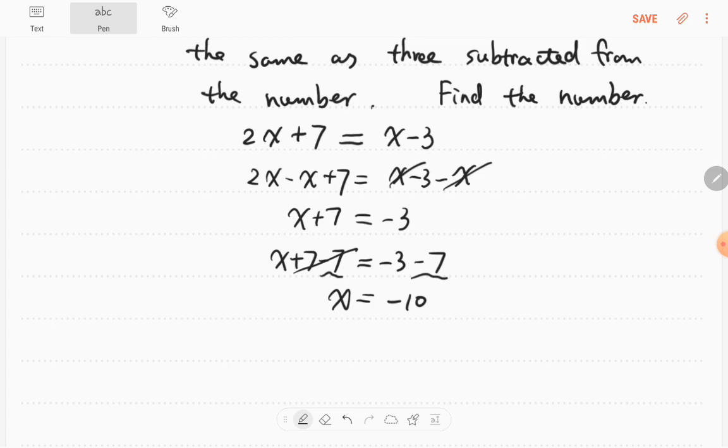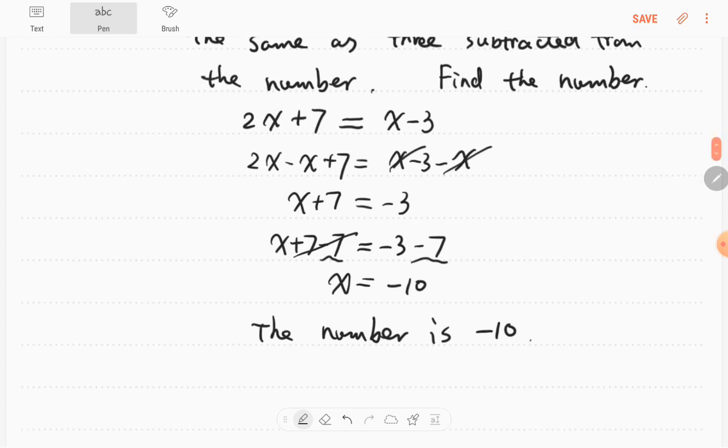After that, we know the unknown number. Last step, we interpret the number because it's a word problem. We will say our conclusion. The number is negative 10. Right?